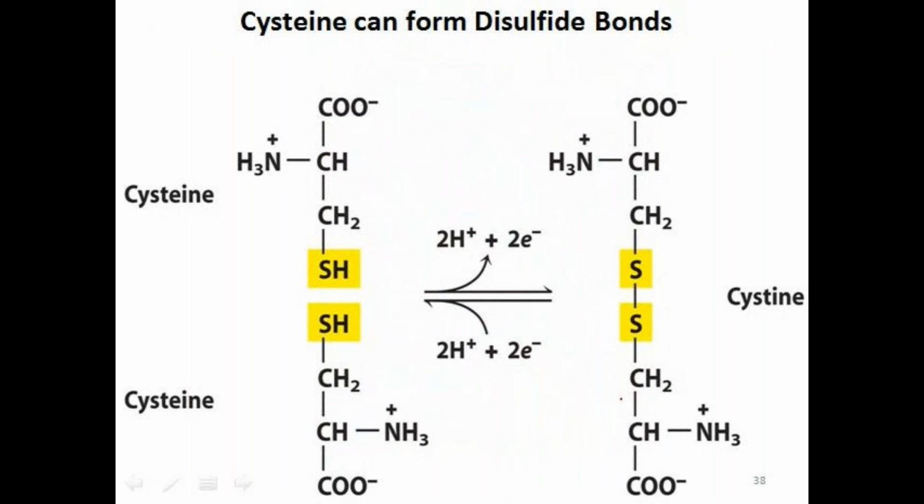Next, all these amino acids contain different structures, and depending upon the side chains they form many types of bonds. Cysteine can form a disulfide bond. By combining two units of cysteine, it forms cystine. That means it is forming the disulfide bond. This is the disulfide bond.